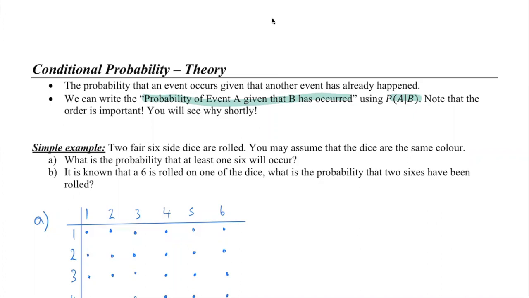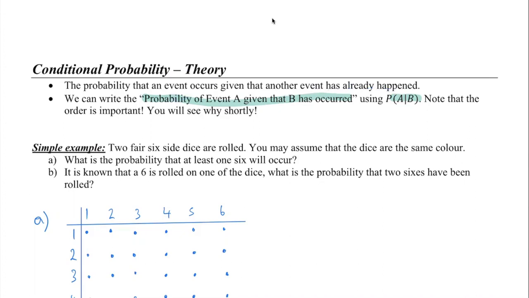Now, this is one of those concepts in probability where it's actually quite difficult to wrap your head around. When you first do it, it doesn't really make sense for the answers that you're getting, okay? And that's okay. So we're going to go through everything, but essentially, what is conditional probability? Well, it's the probability that an event occurs given that something else has already happened, okay?